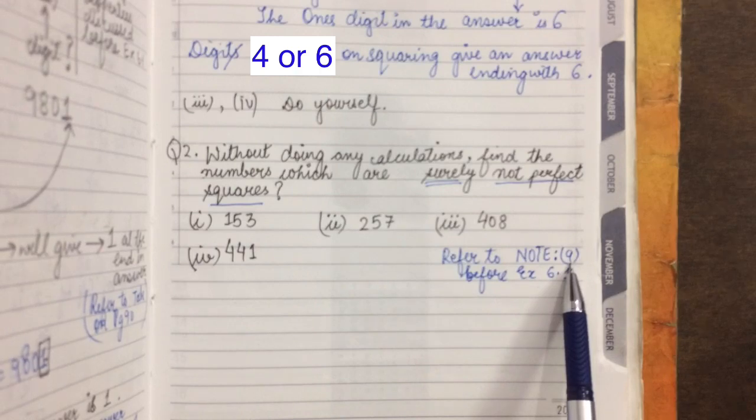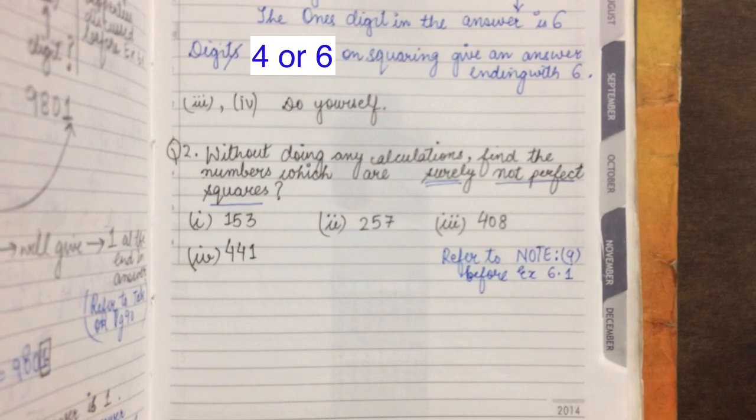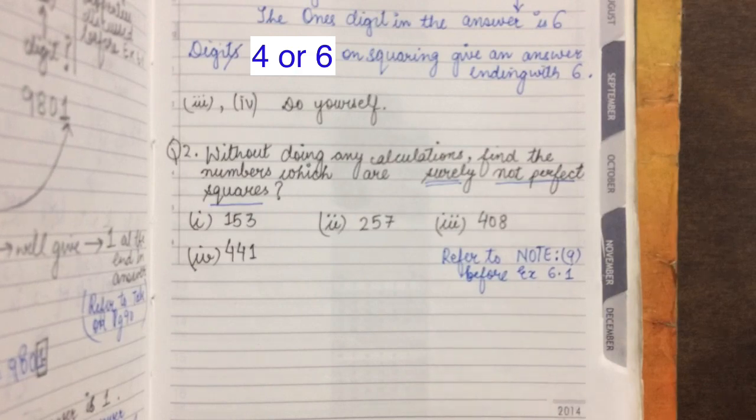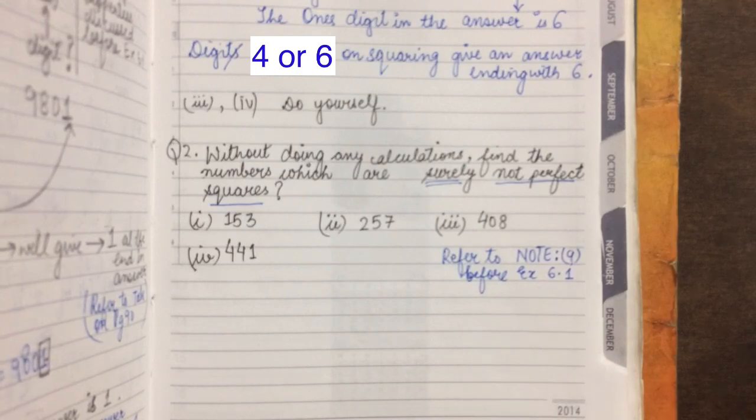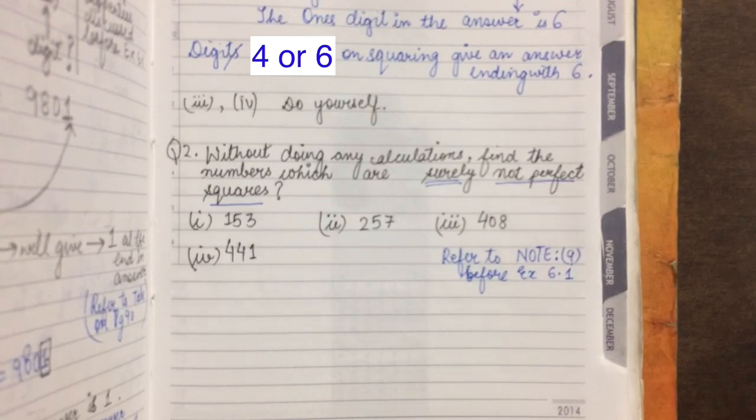In that point, by looking at the squares of various numbers, we have written an observation that if a number ends with the digits 2, 3, 7, 8 or an odd number of zeros, that number will never be a perfect square. So you will be picking the numbers which end with the digits 2, 3, 7, 8 or a number which ends with an odd number of zeros.